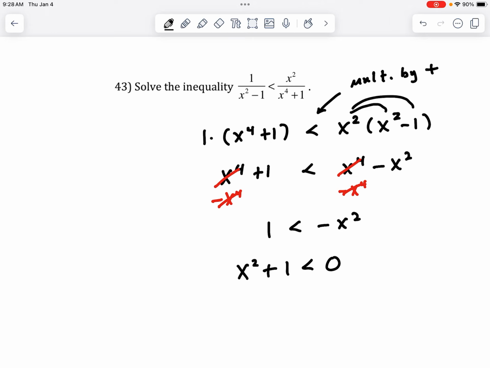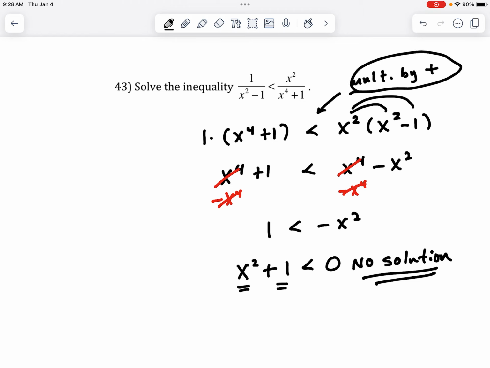And then it says, when is x squared plus 1 less than 0? Or in other words, when is it negative? Well, x squared itself can never be negative. A plus 1 can never be negative. So that means that this has no solution. So I think that multiplying by a positive gives us no solution. So next we're going to have to consider when it's negative.